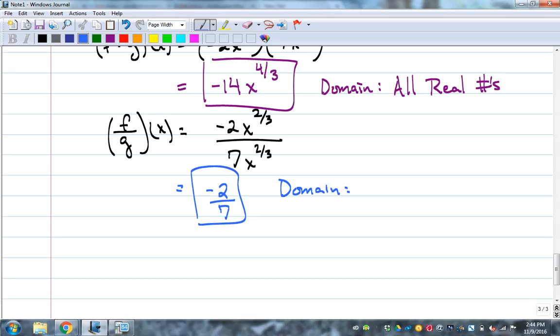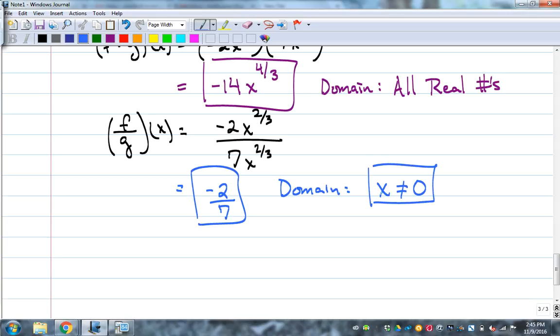2/3 minus 2/3 is 0. X to the 0 power is 1, so they're canceling each other out. So that's why it's -2/7. Not less than 0, but not just greater than 0. X can't be 0, because up here there's an x in the denominator. That's where that came from.